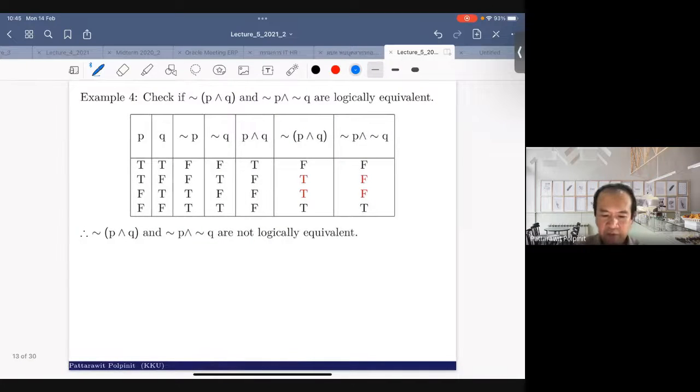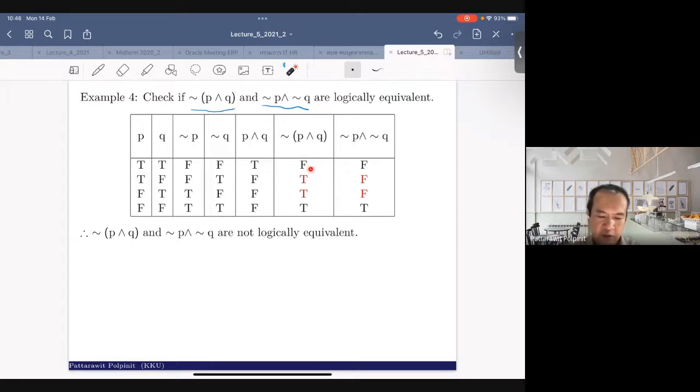But for this example, for example, if you want to check if negation of (P and Q) is logically equivalent to negation of P and negation of Q, you can build the truth table showing the truth values of these two expressions. So you can have P, Q, negation of P, negation of Q, P and Q, negation of (P and Q), negation of P and negation of Q, right? So the columns that we are interested in are these two columns because they show the truth values of negation of (P and Q) and negation of P and negation of Q.